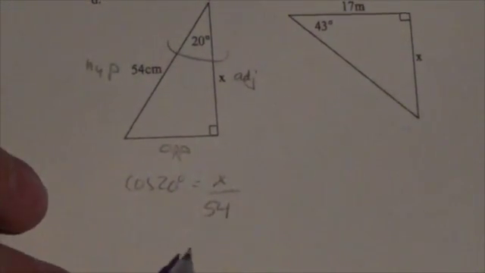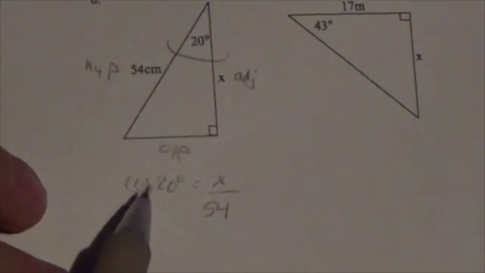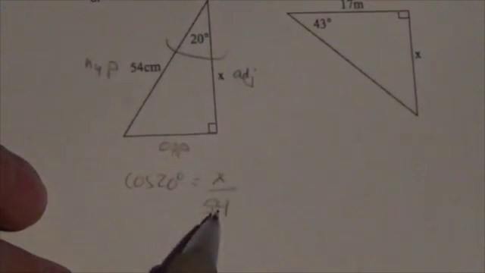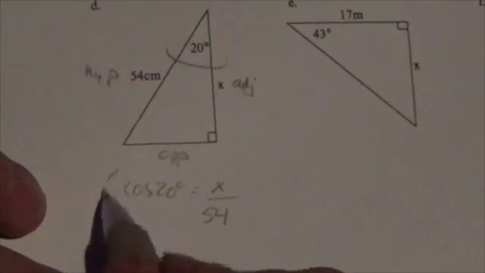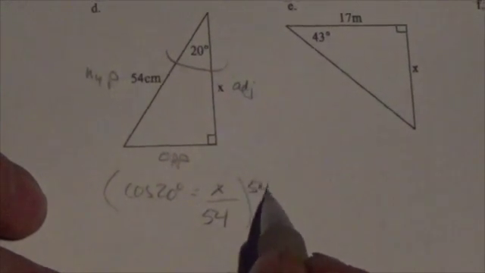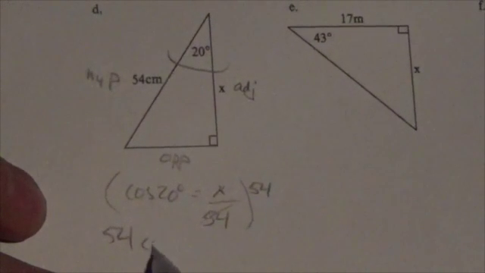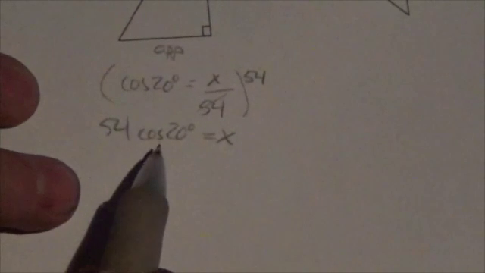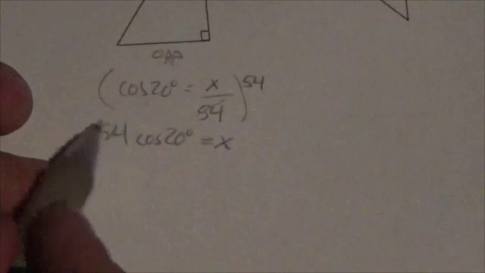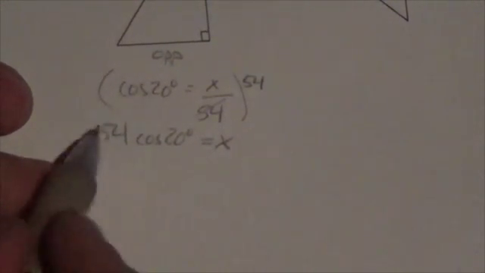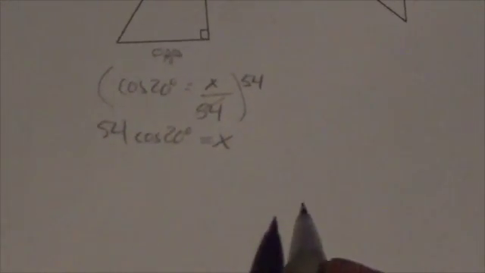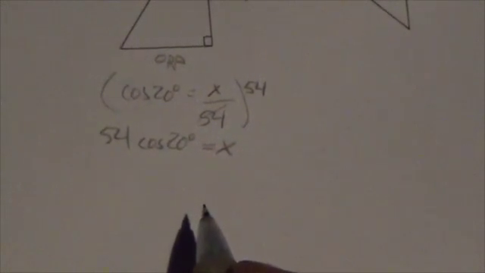Adjacent over the hypotenuse. Now, when I plug this into the calculator, it knows what this ratio should be. If I now take this and multiply both sides by 54 to cancel that out, I will get 54 times the cosine of 20 degrees. Remember that the cosine of 20 degrees is the ratio of the adjacent over the hypotenuse. So if I multiply by the hypotenuse, those will cancel and I'll just be left with the adjacent side. That's the logic of this. So 54 times the cosine of 20 degrees.